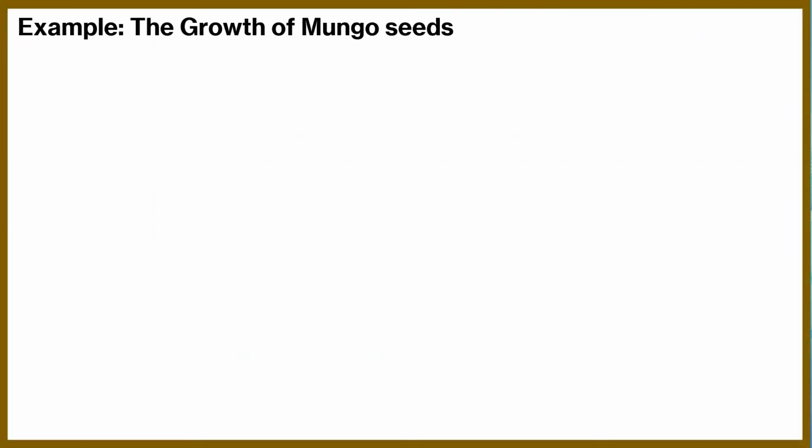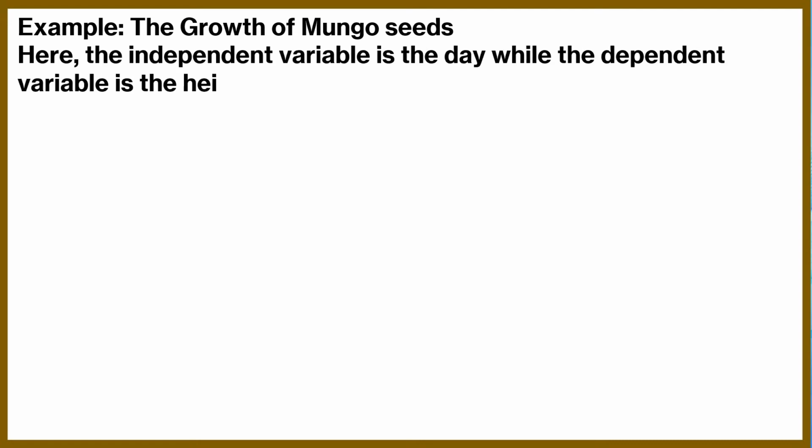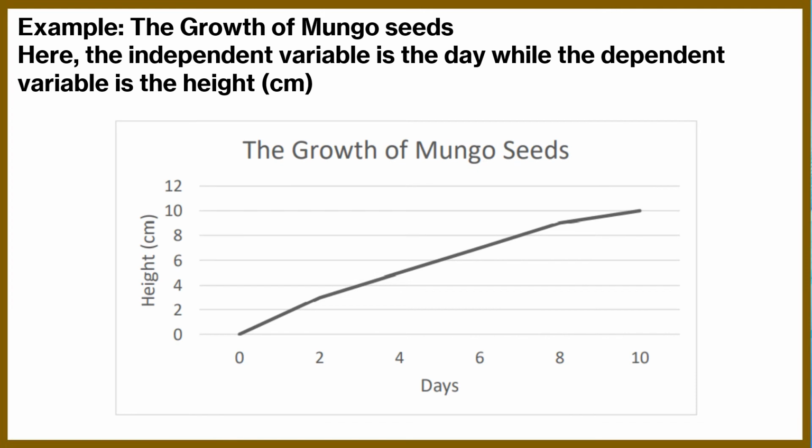Let's have an example: the growth of mungo seeds. Here the independent variable is the day, while the dependent variable is the height. This is the graph of our mungo seeds. On the vertical axis is the height of the mungo seeds, and the horizontal axis is the days: 0, 2, 4, 6, 8, 10.